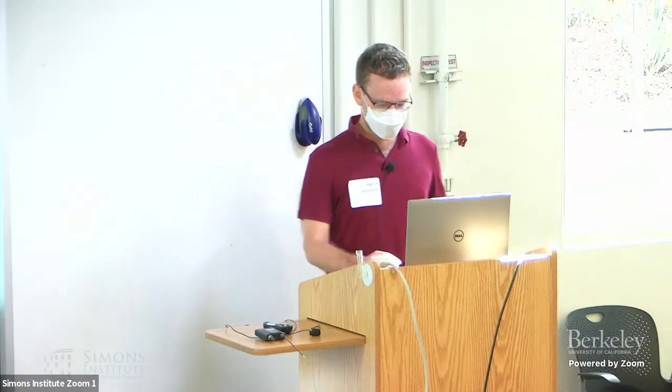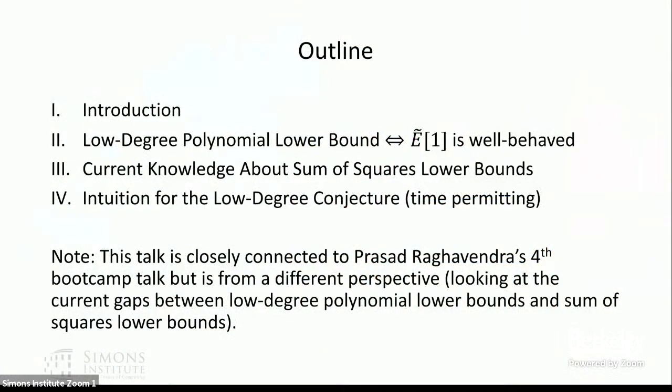Okay, so today I'll compare what we know about sum of squares lower bounds to what we know about low degree polynomial lower bounds. In this talk, I'll first give some introduction. I'll then describe how low degree polynomial lower bounds are related to sum of squares lower bounds. I'll then describe our current knowledge about sum of squares lower bounds. And if there's time left, I'll try and give some intuition for the low degree conjecture. As a note, this talk is closely connected to Prasad's fourth bootcamp talk, but it's from a different perspective.